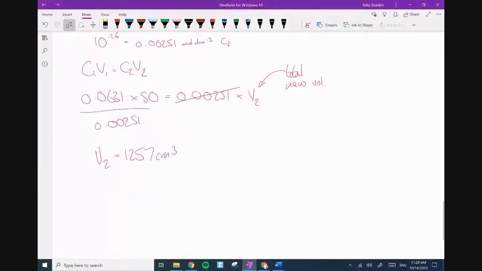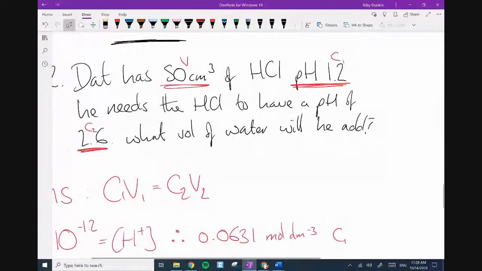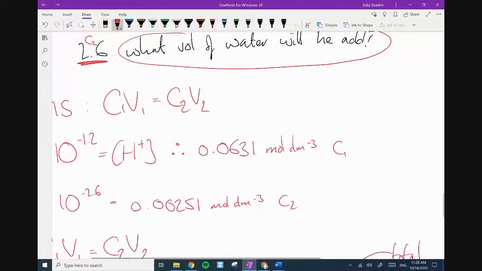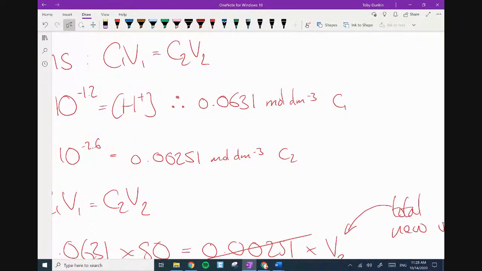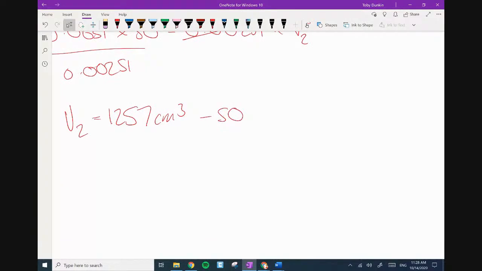Because what you need to remember is the question said, what volume of water will he add? Wow, scammed. So what we now need to do is minus the original 50, and we get a volume added of 1,207 centimeters cubed. Well done, year 13.